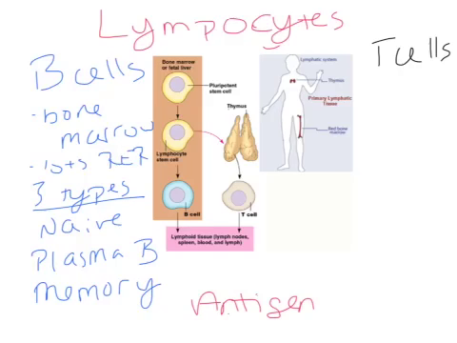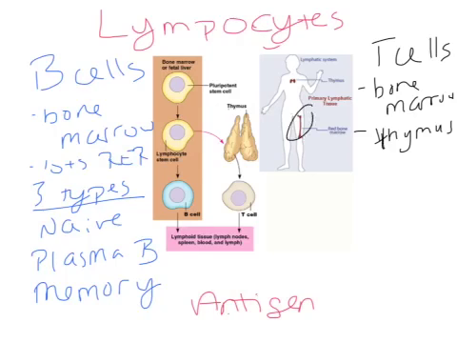T cells are going to be synthesized in the bone marrow, but they're going to mature in the thymus. So T cells are made in the bone marrow, but they mature here in the thymus. They have lots of free ribosomes in them, so they're also making lots of proteins. And we've got four different types of T cells.